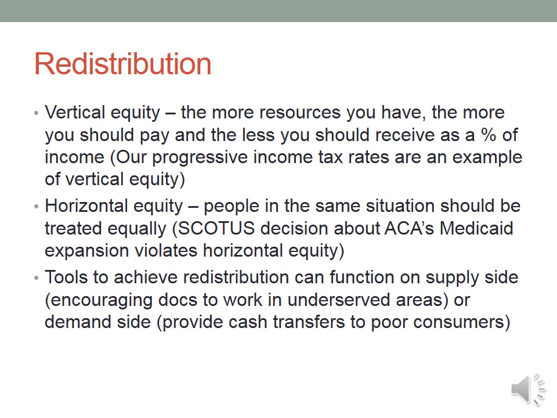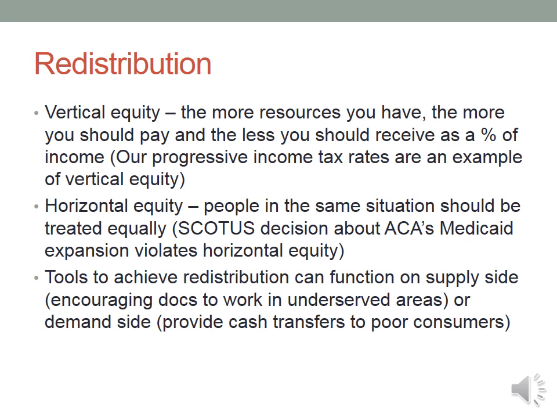Horizontal equity is when you look at people who are in the same situation and they should be treated equally. So the Supreme Court decision, the SCOTUS decision about the Affordable Care Act's Medicaid expansion actually violates horizontal equity because you may have one person in one state and another person who is identical to the first, but they happen to live in another state, and one has Medicaid and the other one doesn't. That violates horizontal equity.